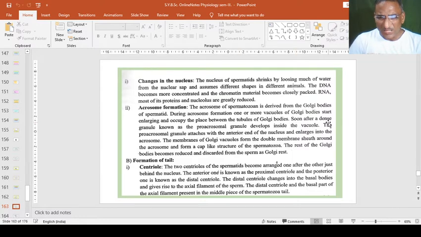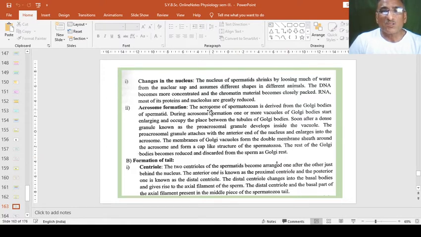But how? Soon after, a dense granule known as the proacrosomal granule develops inside the vacuole. The proacrosomal granule attaches to the anterior end of the nucleus and enlarges into the acrosome. The membranes of the Golgi vacuoles form a double membrane sheath around the acrosome and form a cap-like structure of the spermatozoa. The rest of the Golgi bodies become reduced and are discarded from the sperm as the Golgi rest.